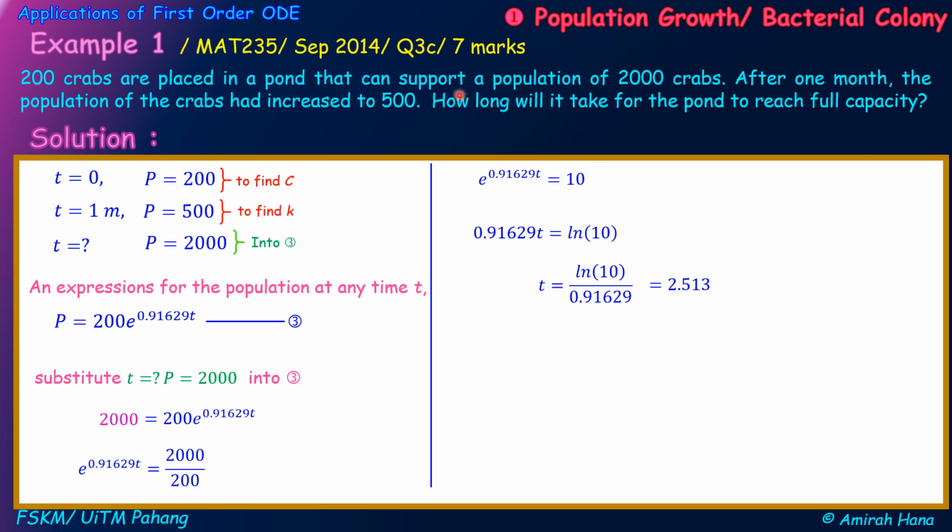From the given question, t is given in months. So we can write t equals 2.513 months. So it took 2.513 months for the pond to reach full capacity. So this is the final answer.